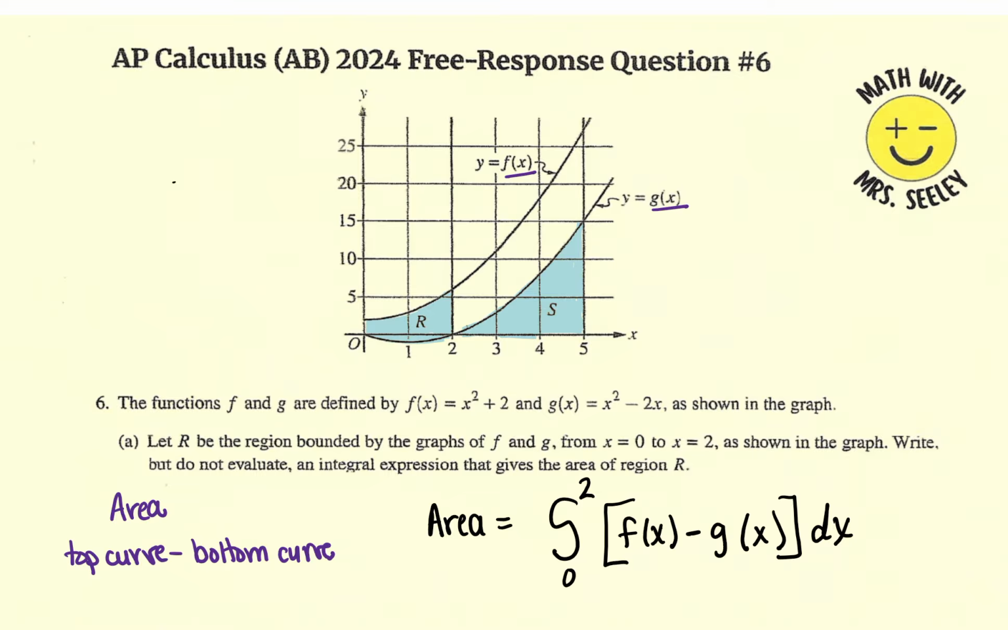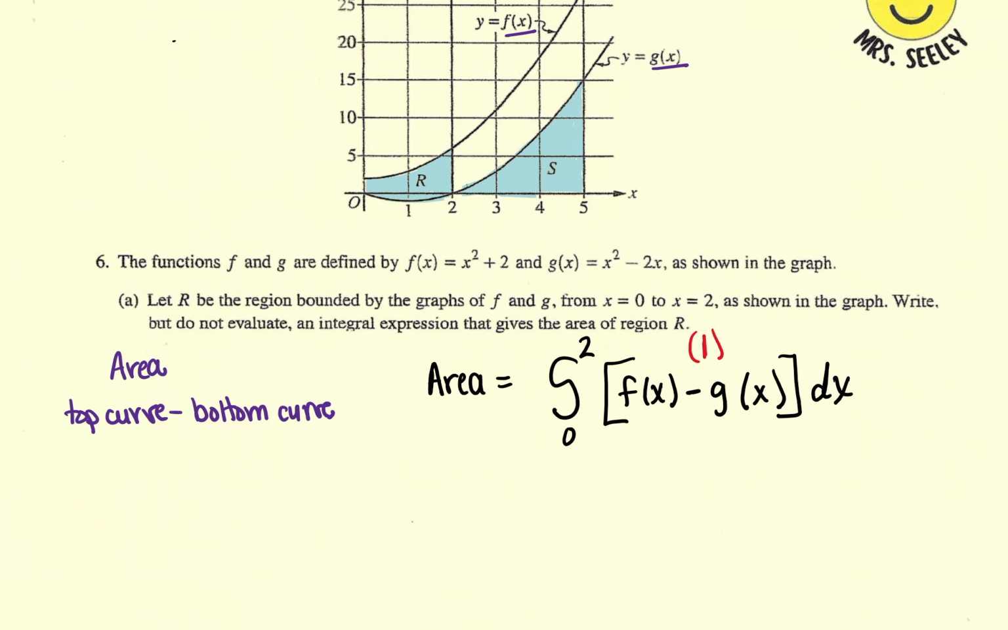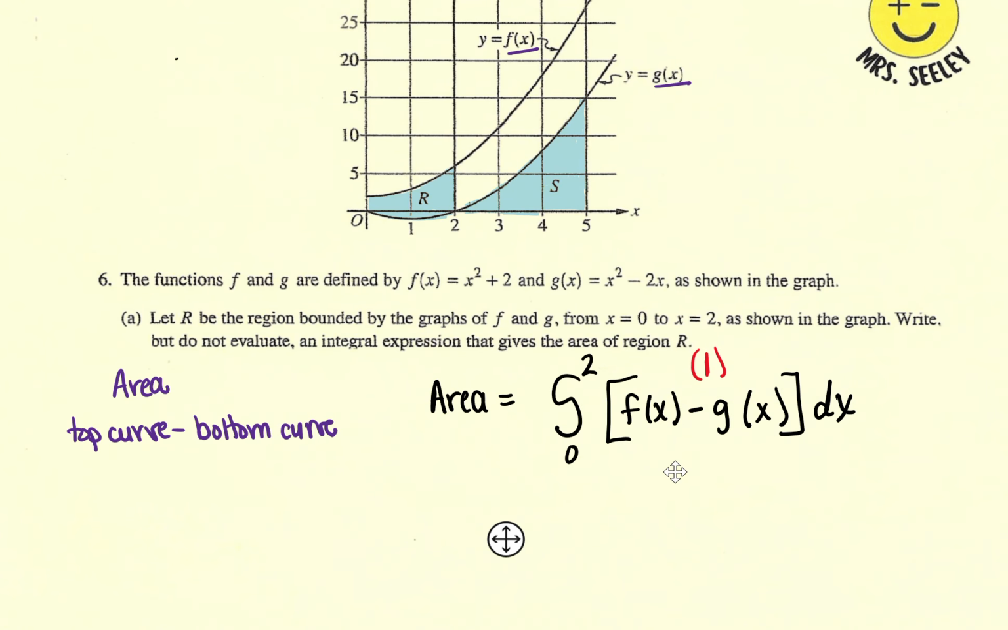If you were able to know that the area is found by the top curve minus the bottom curve, give yourself a point for knowing that it's f of x minus g of x, that integrand part. Then you'll get another point for the whole answer, including having your limits of integration, having your brackets, having your dx there. Okay, let's take a look at B part.